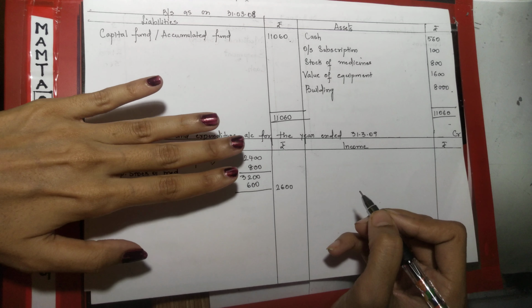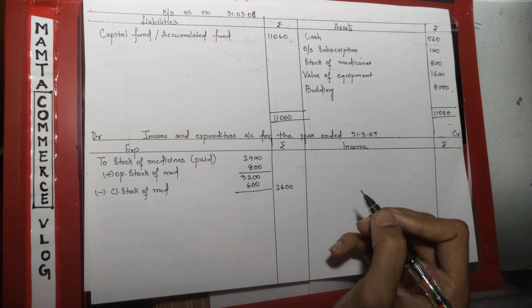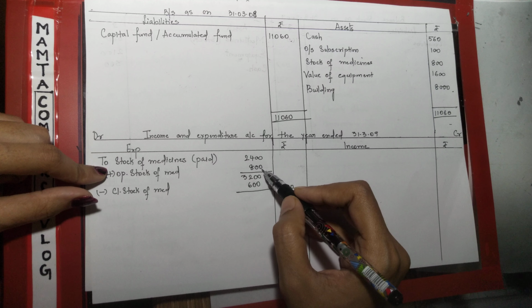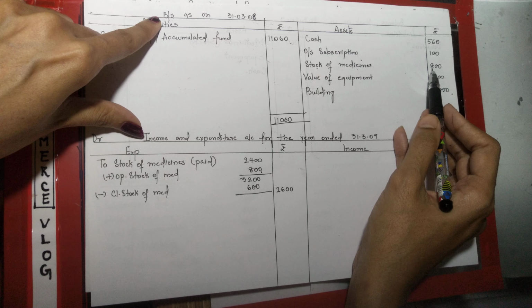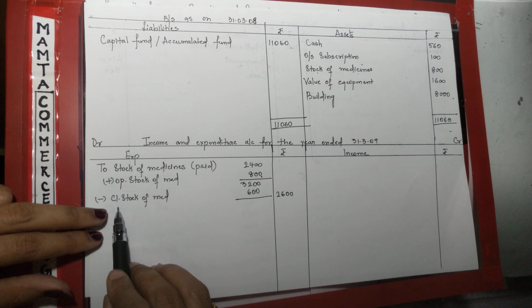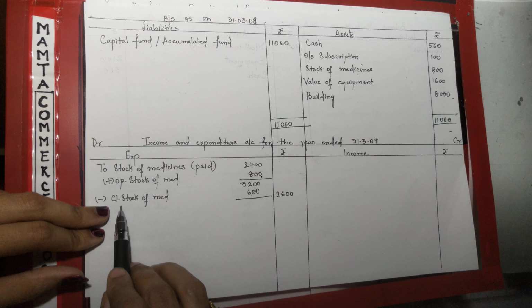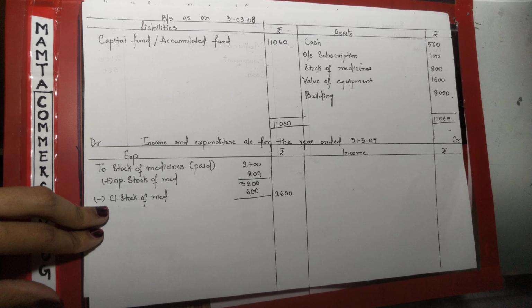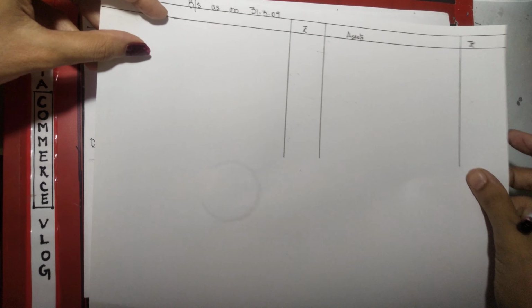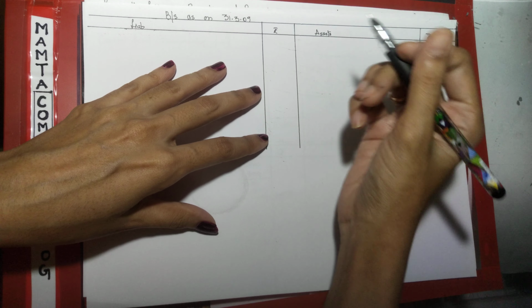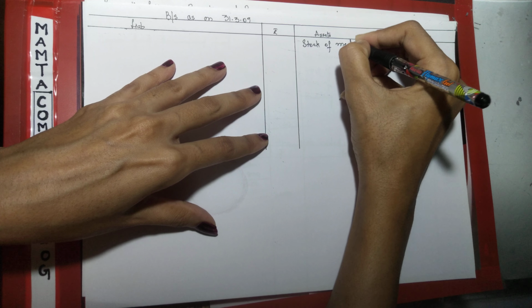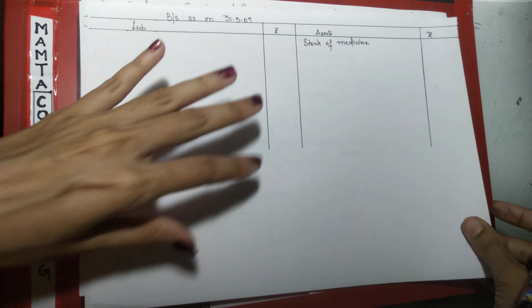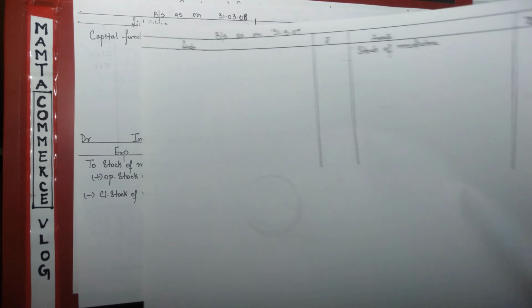2,600. So for every adjustment we have to make dual effect, for which for this point we have already made one effect, that is on the opening stock of medicine 800, that is in the opening balance sheet. Now I have to make an adjustment of dual effect of this closing stock of medicine in the closing balance sheet. So here is the closing balance sheet. Here on the asset side I will write stock of medicine, and the closing stock of medicine amount is 600. So here I will write 600.